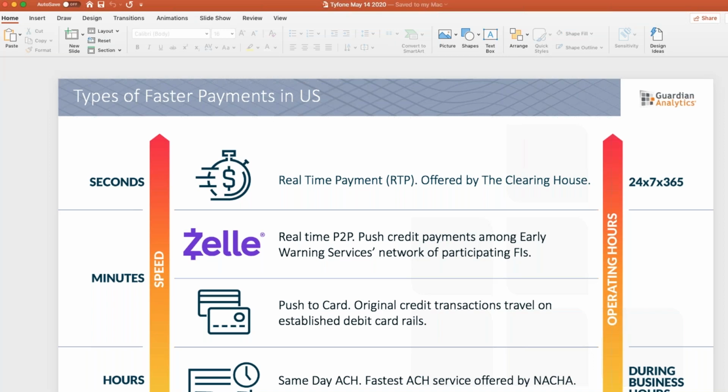There's also the clearinghouse offering a new payment rail called the real-time payment. So there's a slew of activity in the market to increase the payment speed.